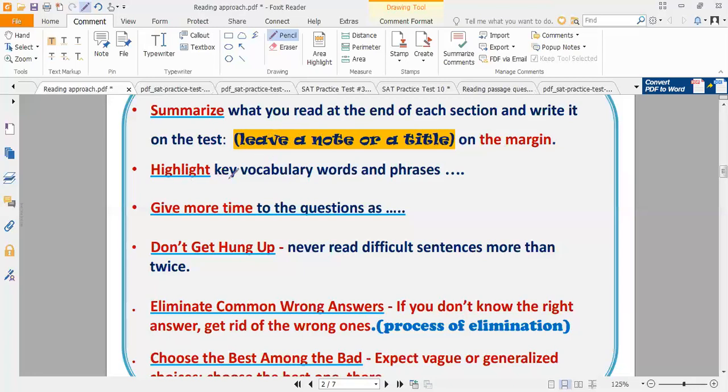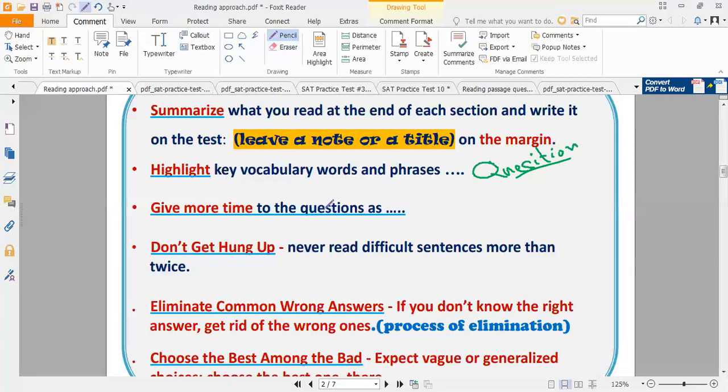Step 2 highlight the key vocabulary words and phrases وانت ممكن تعرفهم من questions. يعني you can refer yourself to the questions and questions will tell you the important phrases or words. Let the question guide you to the important key vocabulary and the important parts of the passage. That's why we say give more time to the questions than to the passage. ما تديش القطعة وقت طويل.